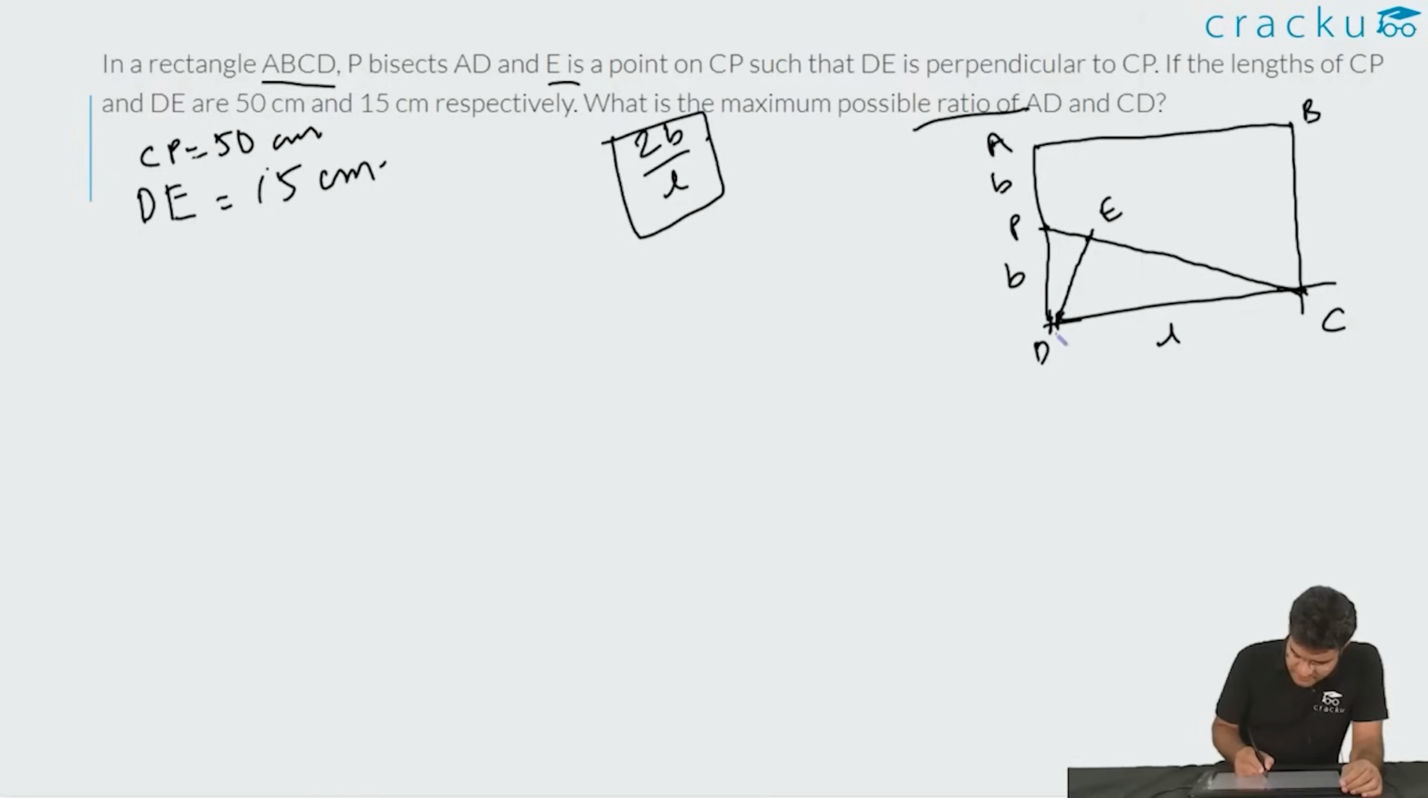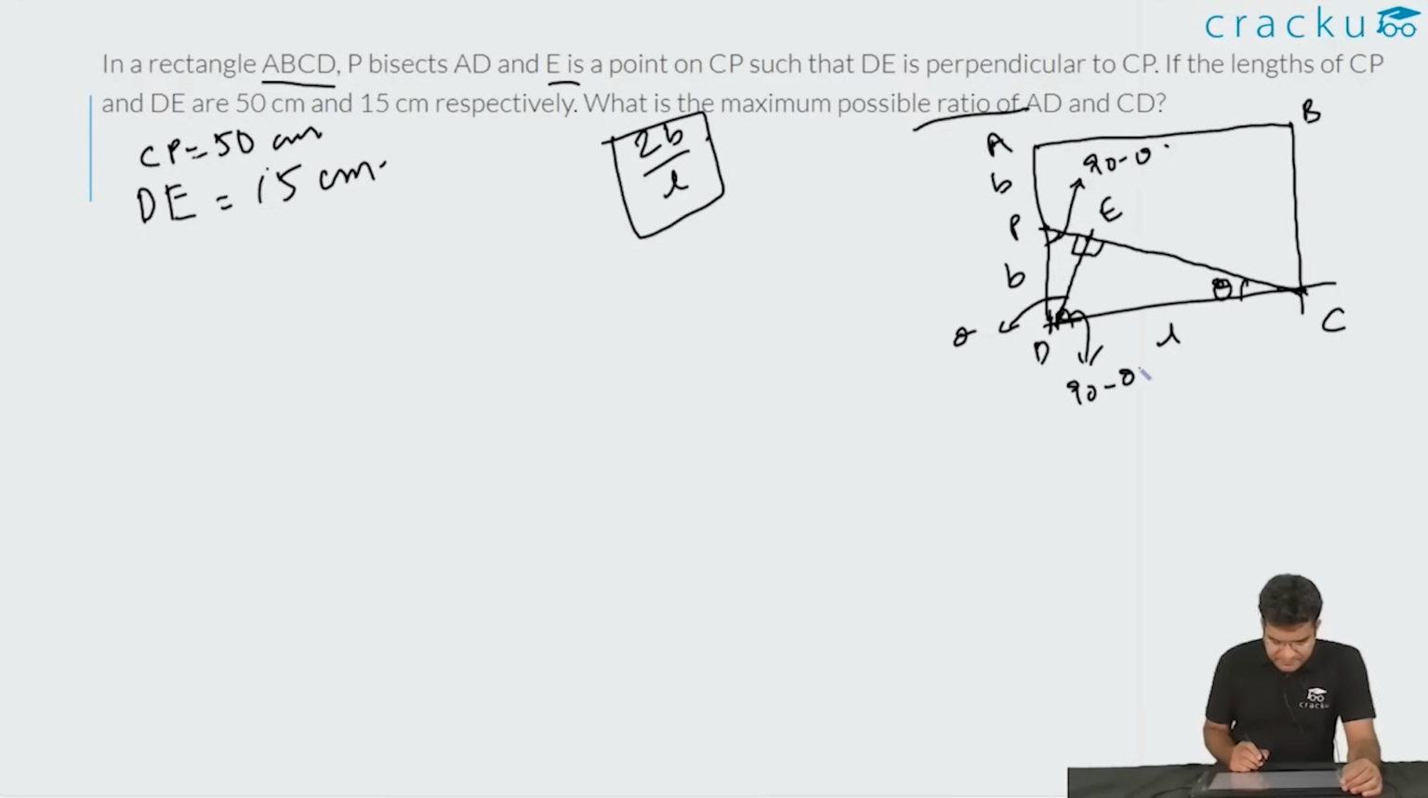To start off, let us assume, because this is a rectangle in which we are drawing a perpendicular, there is a good scope that this will involve similar triangles. So let us assume that this angle is equal to theta. So this is 90 degrees each. So this angle is equal to 90 minus theta. So this angle is equal to theta and this angle is equal to 90 minus theta. Now let us try to find out the values of B and L if we can, or we will try to find out some sort of a relationship between them using the similarity that we have just discussed.